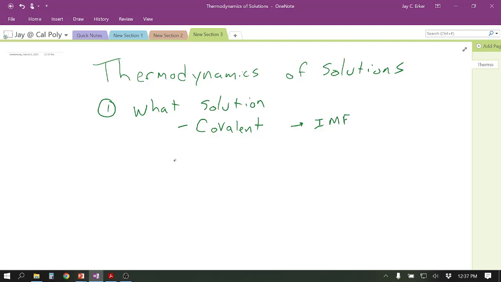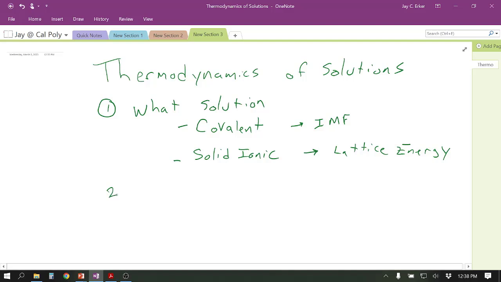The other category that we typically talk about in this class is when we are doing a solid ionic compound. This is where we're going to be looking at lattice energy. And in both of these cases, we can look at the process of forming the solution by mixing two things together, or we can look at the process of separating the solution. Thermodynamically, those should be opposites of each other, but we'll see that with some examples. In either case, we're going to have the same type of situation for delta H of solution.